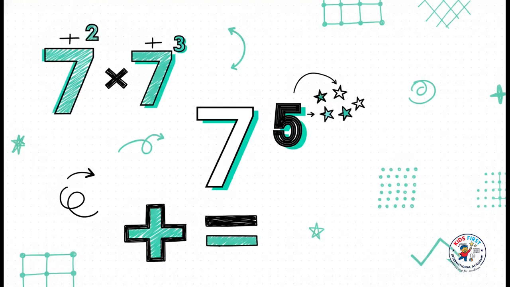Let's see it with some real numbers. Say you have 7 squared times 7 cubed. Since the base, the 7, is the same, all we do is add the exponents, 2 plus 3. And the answer is just 7 to the power of 5. No complicated math needed at all.